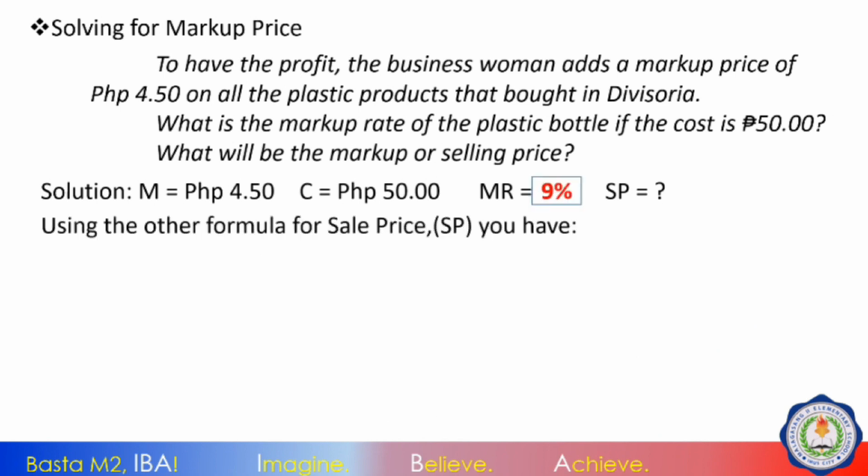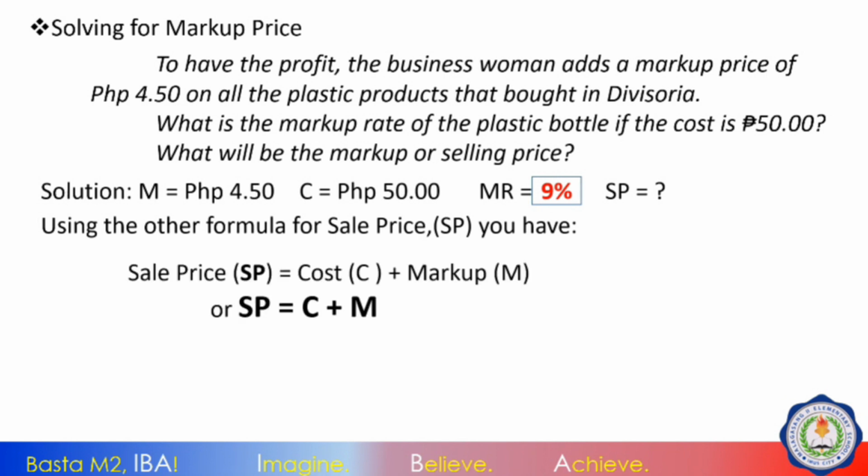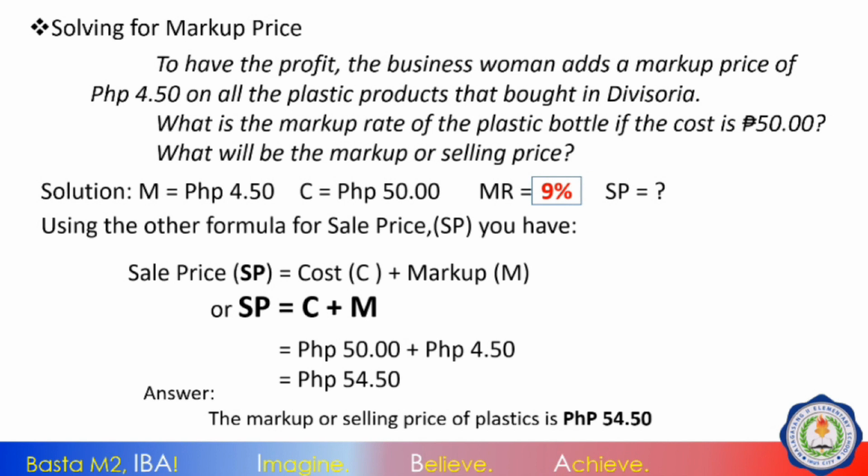How about for the selling price? Using the other formula for sale price, you have SP is equals to C plus M, or 50 pesos plus 4 pesos and 50 centavos. Therefore, the markup or the selling price of plastics is 54 pesos and 50 centavos.